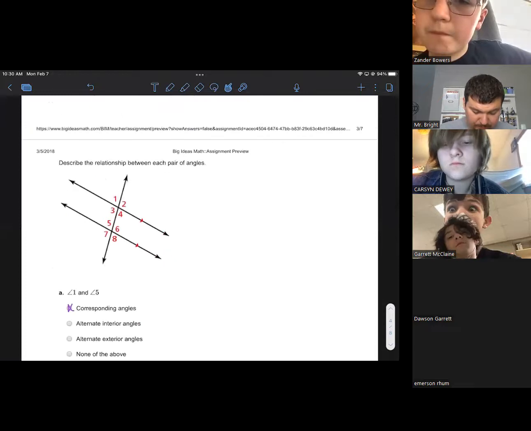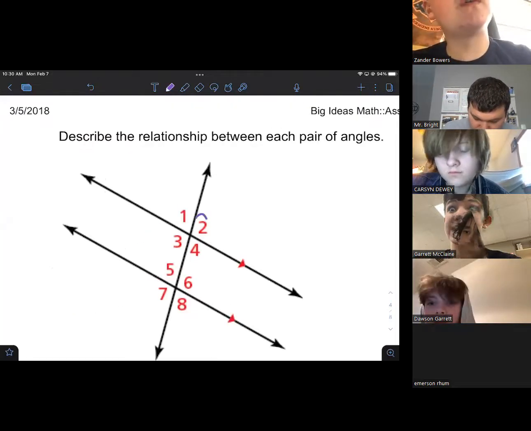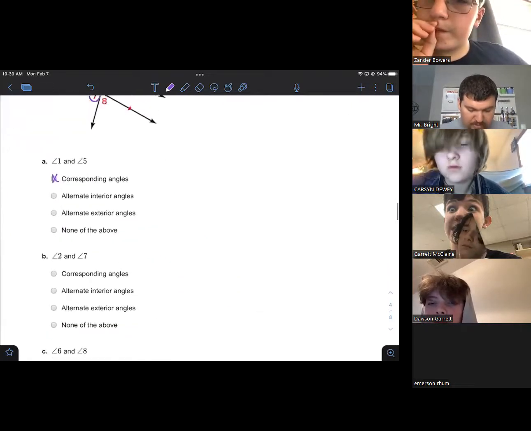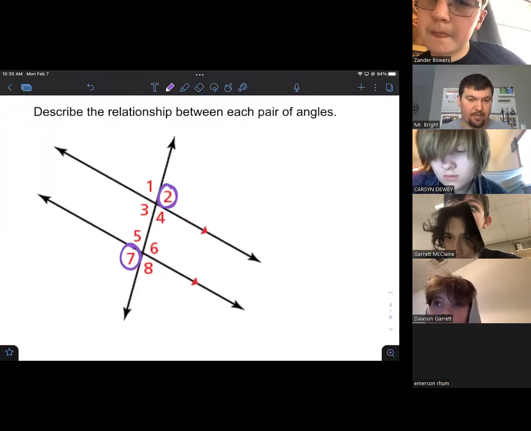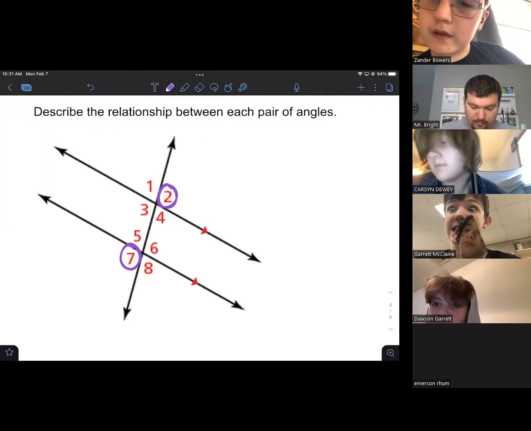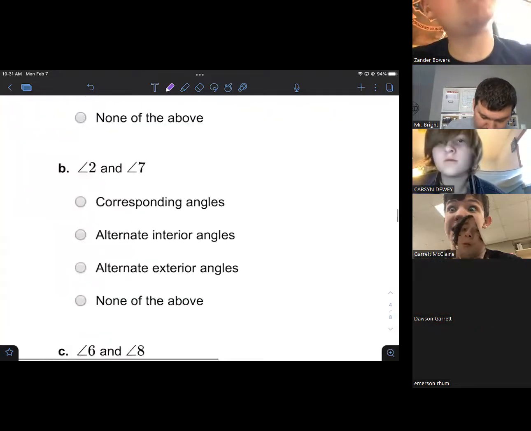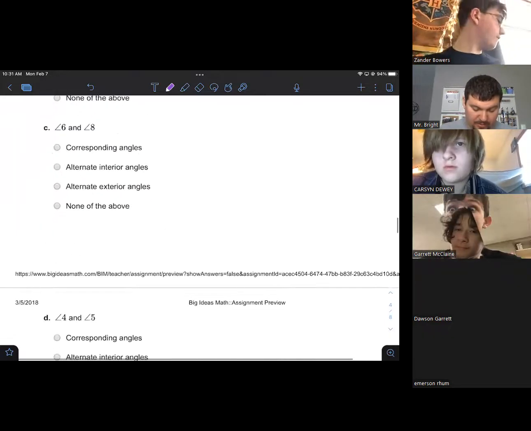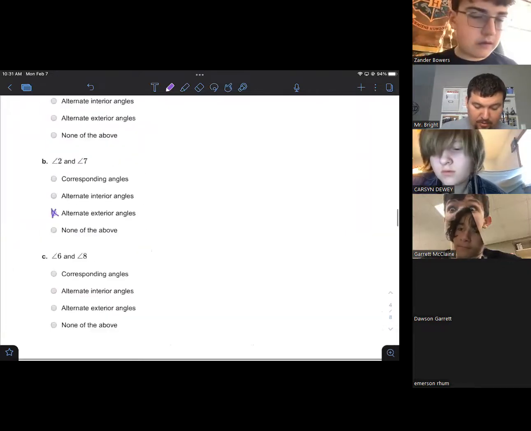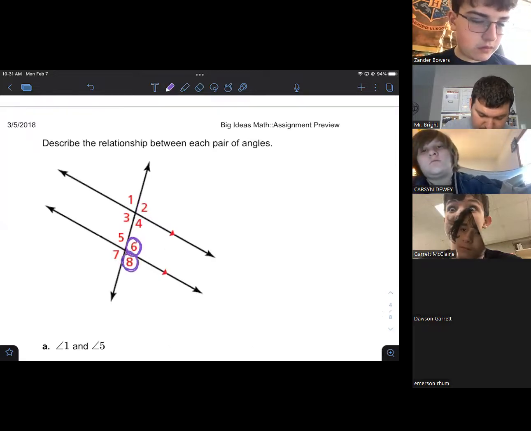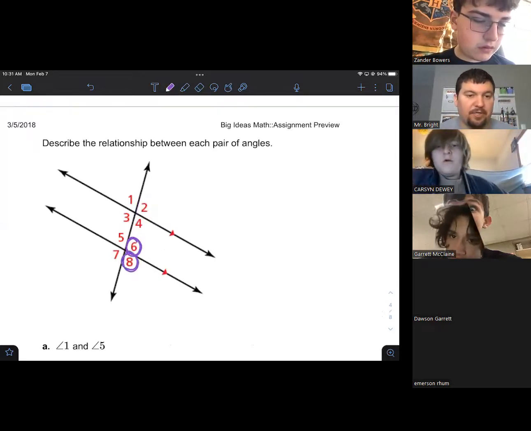B says 2 and 7. Are angles 2 and 7 corresponding, alternate interior or alternate exterior? Shane, what do you think? Alternate exterior. Shane, you are correct. Thank you for participating. And then the last one is, oh no, not the last one. I guess it goes down to D. C says angle 6 and angle 8. Are they corresponding, alternate interior, alternate exterior, or none of the above?